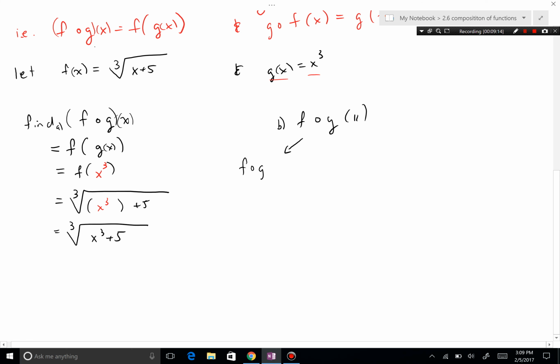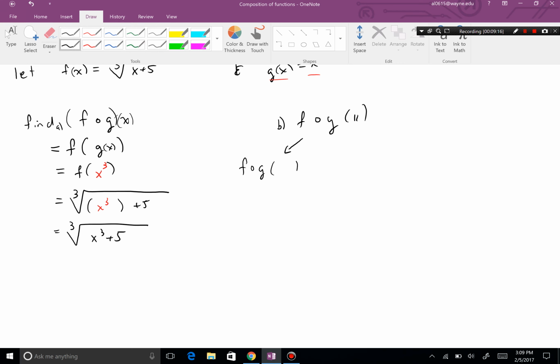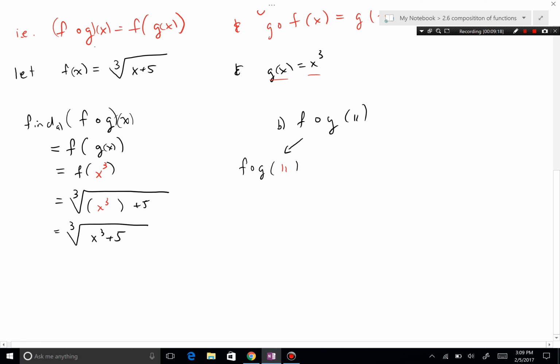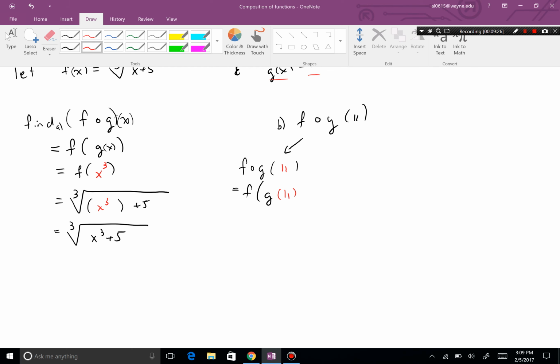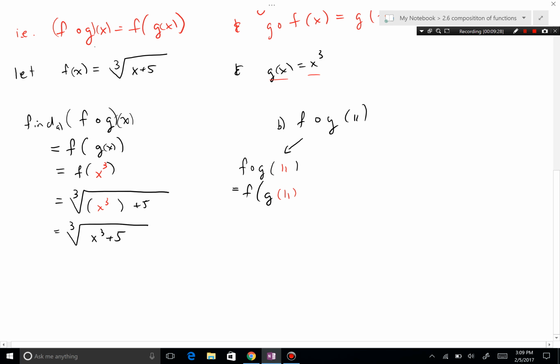So f composed with g of 11 is the same as the cube root of 11 cubed plus 5. Oh boy, it's about to be some big numbers.